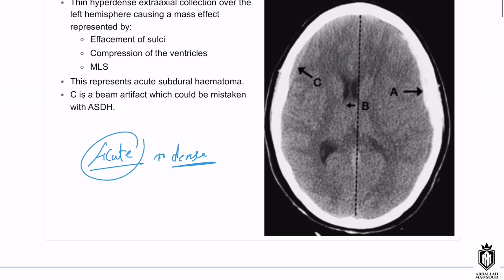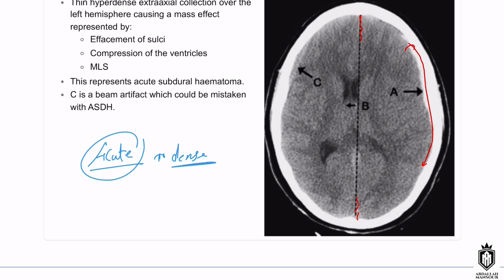So first of all, the subdural hematomas do cross the suture line. Two, they are crescentic in shape. Three, they never cross the falx cerebri. And the reason why they don't cross the falx cerebri is because this thick dura represents a physical barrier between one hemisphere and the other hemisphere.